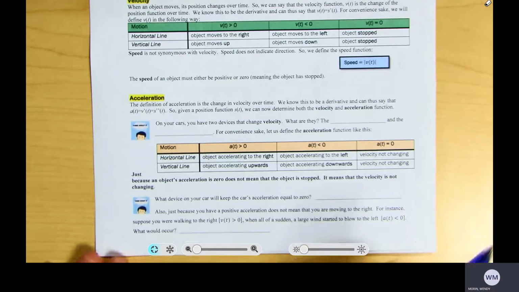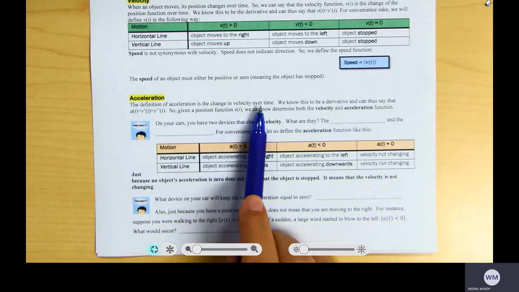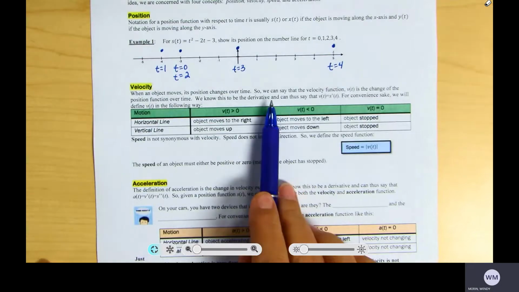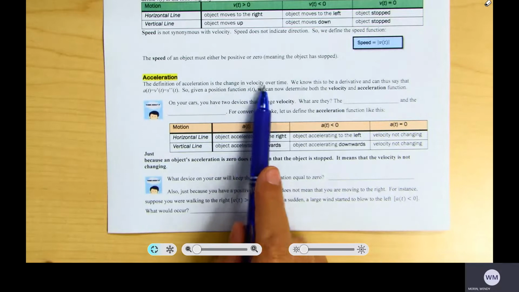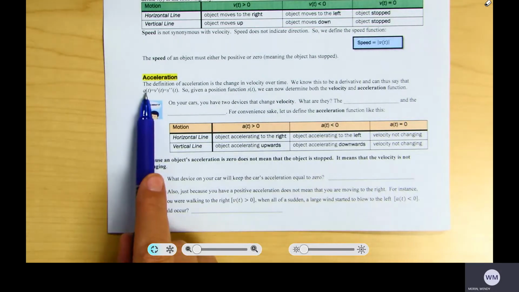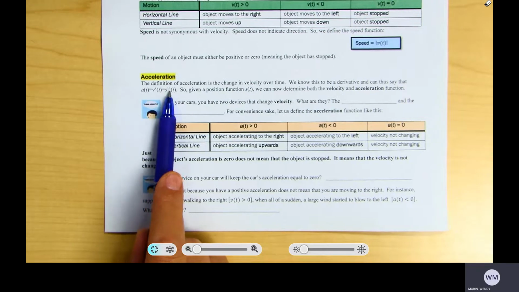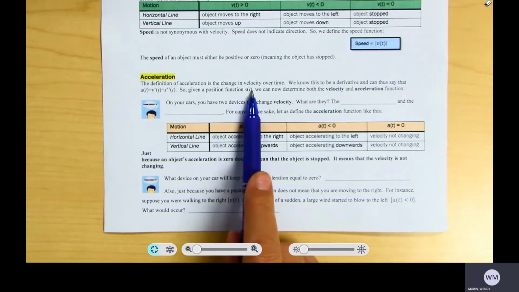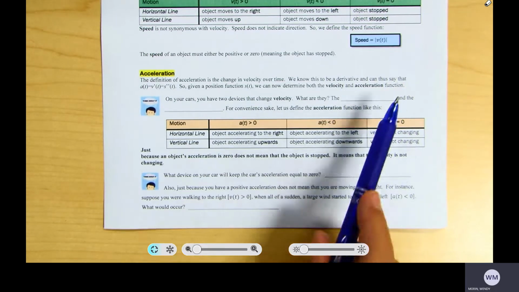All right, then we have acceleration. The definition of acceleration is change in velocity over time. This is change in position over time. This is change in velocity over time. So that's why the acceleration is the derivative of velocity or the second derivative of position. So given a position function, we can now determine the velocity and the acceleration of the function.